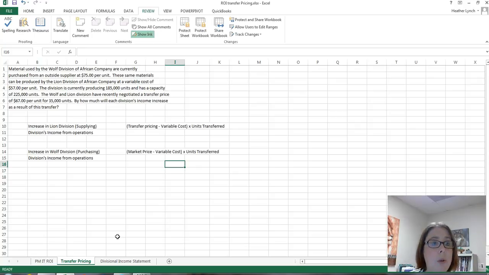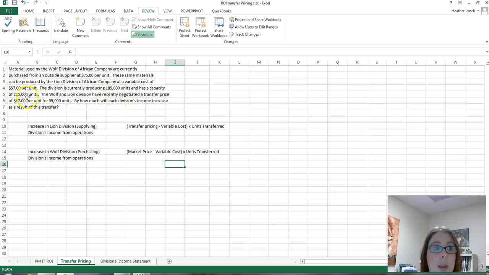And I had the situation where the Wolf Division of African Company is currently purchasing material from an outside supplier at $75 per unit. The same material can be produced by the Lion Division of African Company, hope you like my names, at a variable cost of $57 per unit. The division is currently producing 185 units and has a capacity of 225 units.